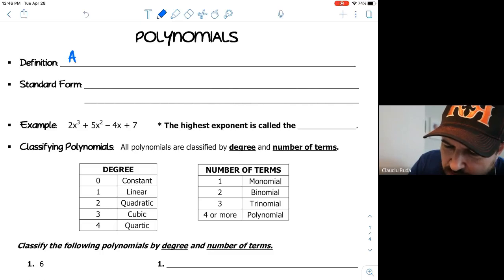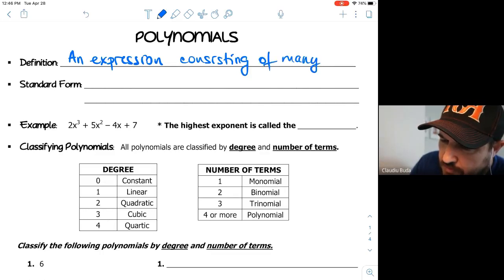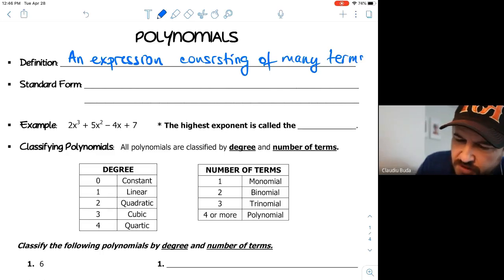It's an expression consisting of many terms. Poly means many in Greek. Nomials is translated as terms, so many terms.